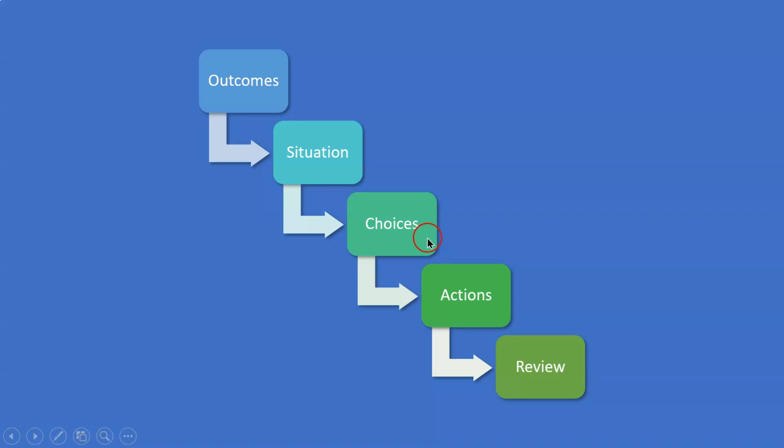So we have to brainstorm with the stakeholders and identify the choices, followed by the actions, and then periodically review the effectiveness of these actions and check how close we are to the outcomes. So this is a very holistic approach for any transformation.